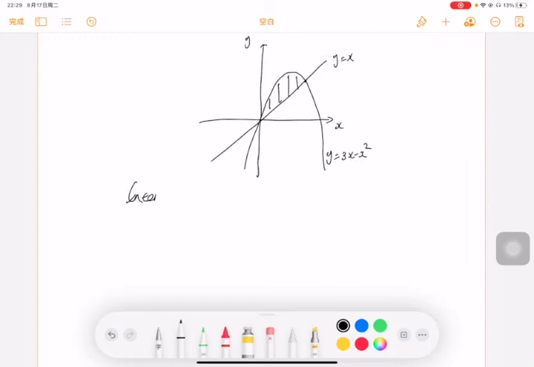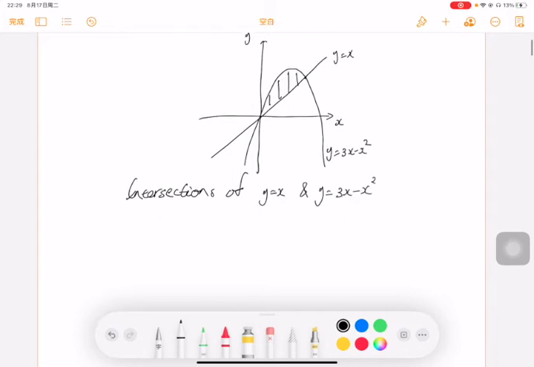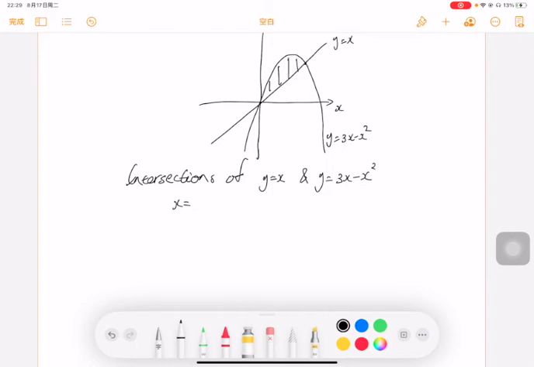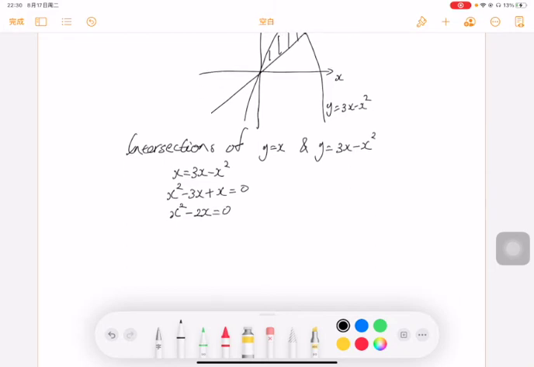So the first step was graphing R, and the second step is the intersections of y equals x and y equals 3x minus x squared. To do that, we simply write out the equality x equals 3x minus x squared. Move everything to the left, we get x squared minus 3x plus x equals 0, or x squared minus 2x equals 0. X squared minus 2x has common factor x, so we get x times x minus 2 equals 0. That gives us two solutions, x equals 0 or x equals 2.